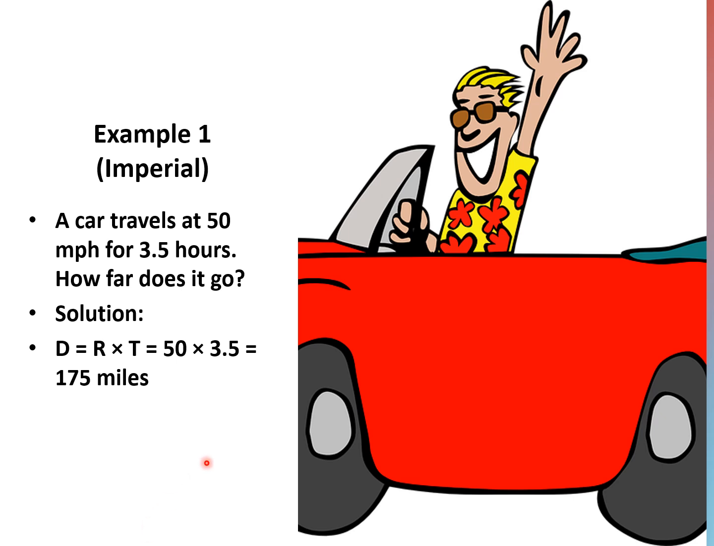First example, a car travels at 50 miles per hour for 3.5 hours. How far does it go? So using the formula, distance is equal to rate times time. It's equal to 50 times 3.5, so it goes 175 miles.